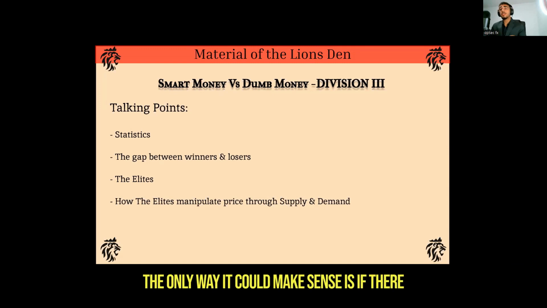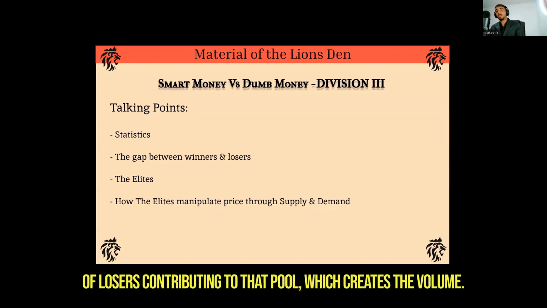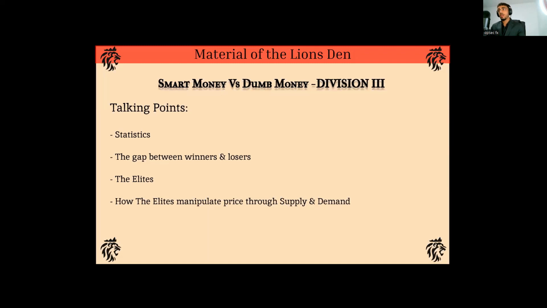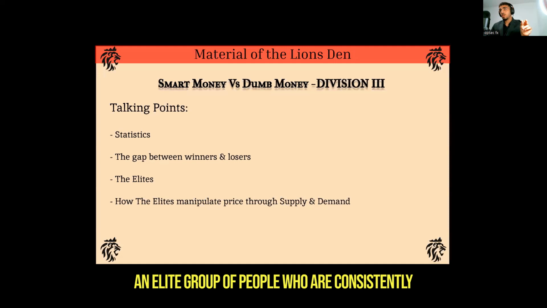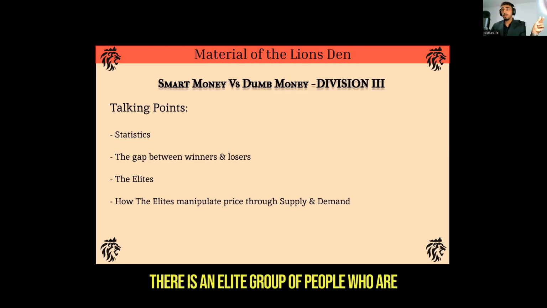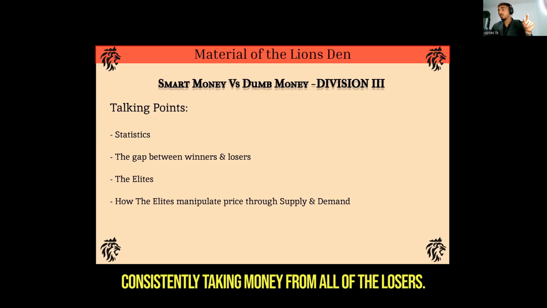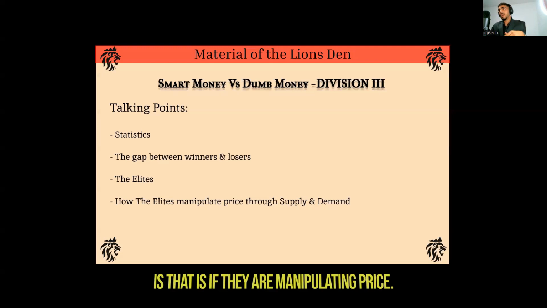The only way it could make sense is if there's a small group of winners and a large group of losers contributing to that pool, which creates the volume. So this proves to us that there is an elite group of people who are consistently taking money from all of the losers. Now, the only way this would make sense is if they are manipulating price.